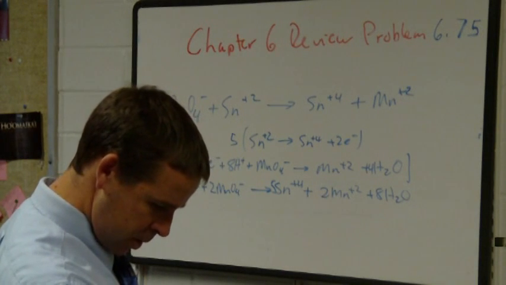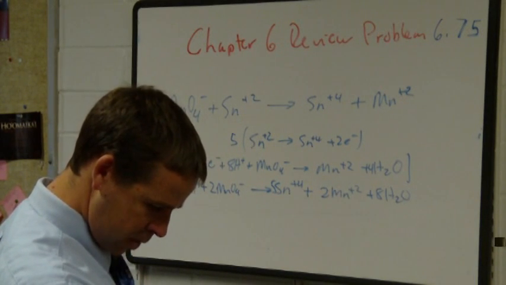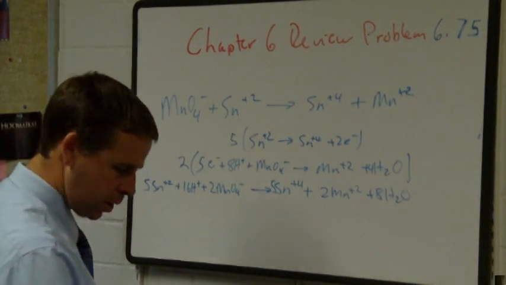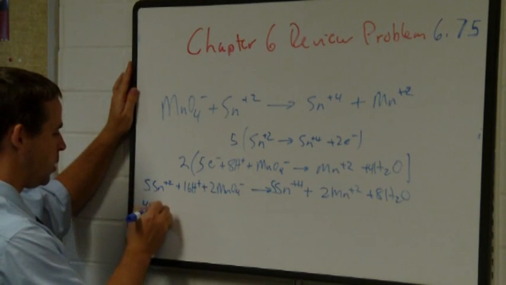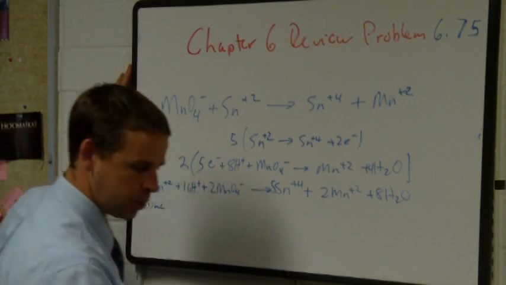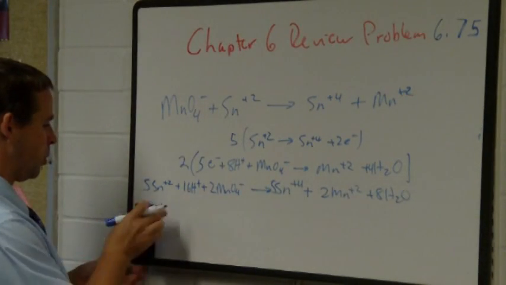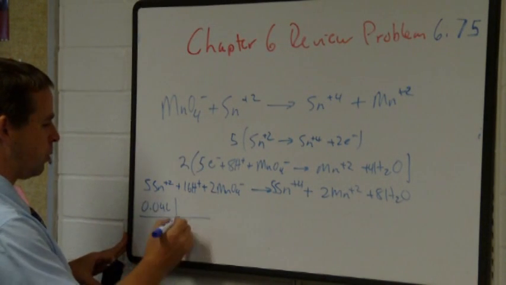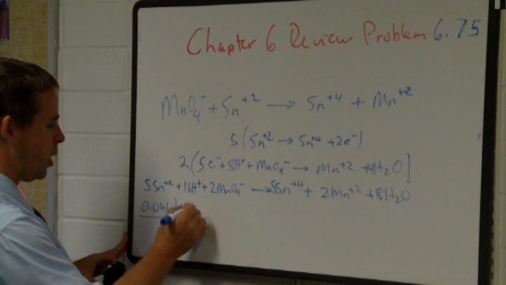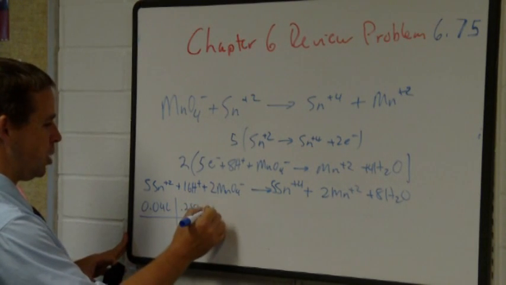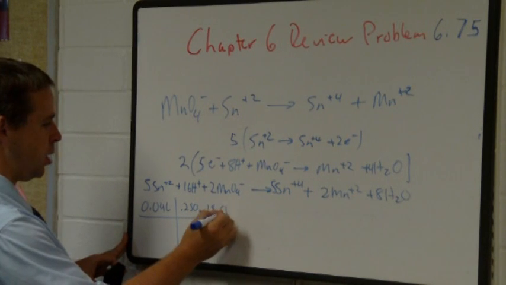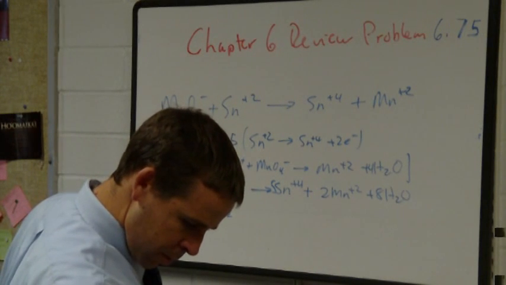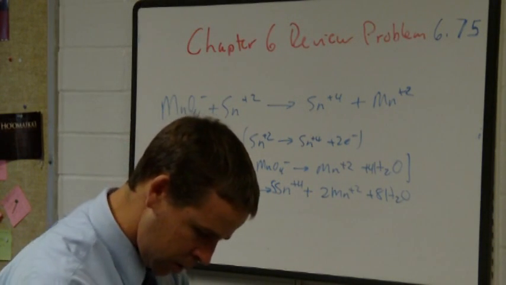Now, how many milliliters of 0.23 molar potassium permanganate solution are required to react completely with 40 milliliters of 0.25 molar tin chloride? So if we have 40 milliliters, we're going to change that to liters: 0.04 liters of 0.250 moles per liter SnCl2.